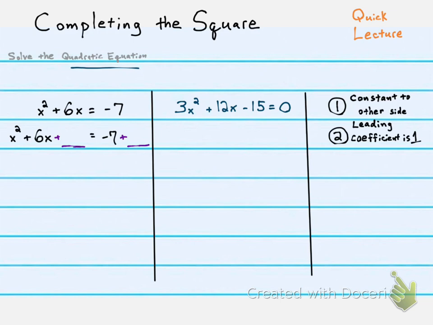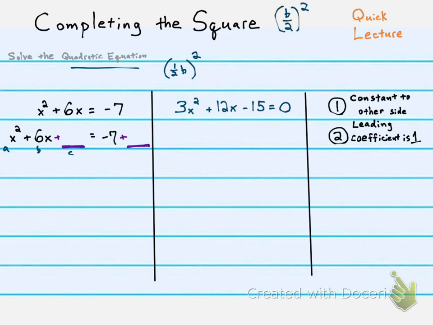If I'm going to add this purple blank to the left side, I need to do the same thing to the right side. Now, let's see what this number is. The number that we're going to add is half of the middle coefficient squared. So you may see your coefficients listed as A, B, and C, and we're going to take half of our middle coefficient, so 1/2 of B, and then we're going to square it. You may also see it written like this: (B/2) squared.